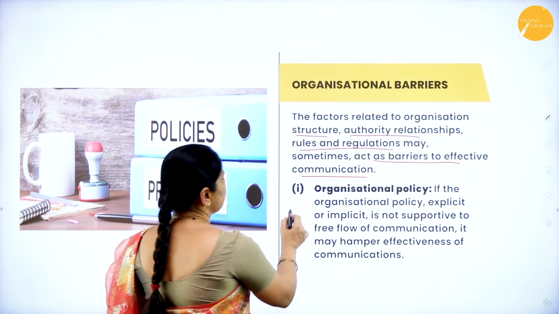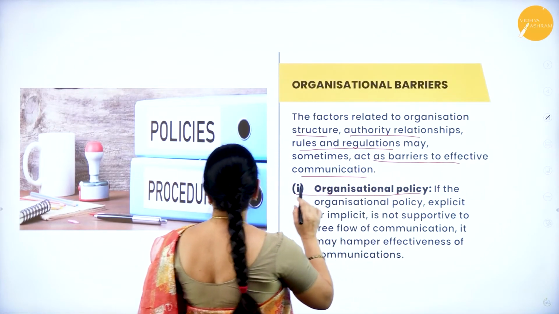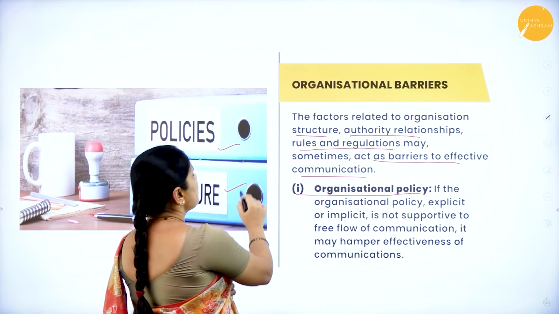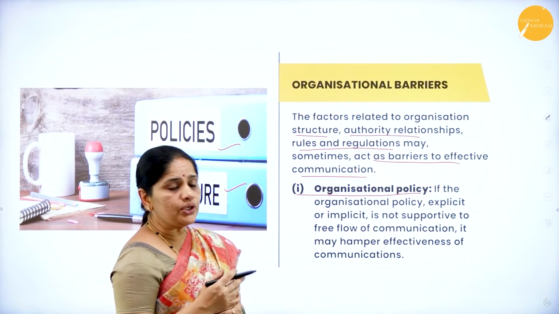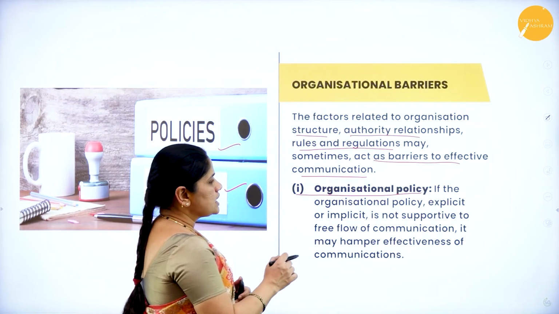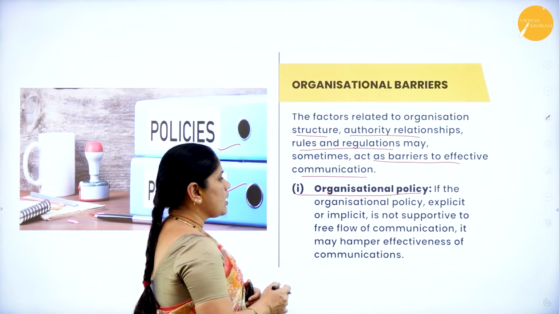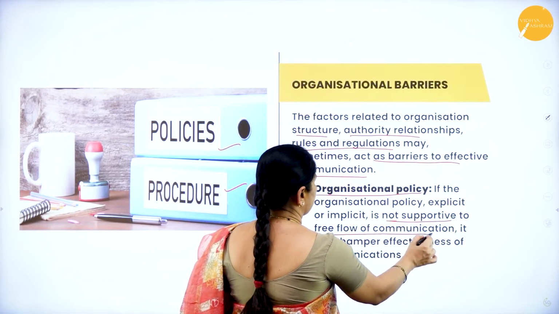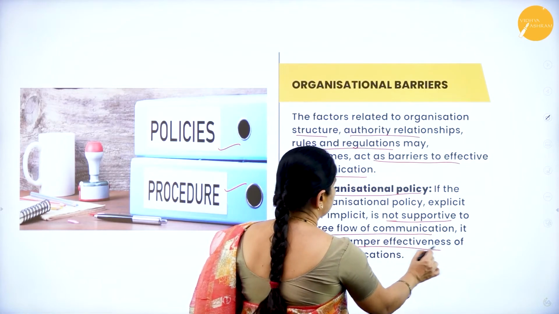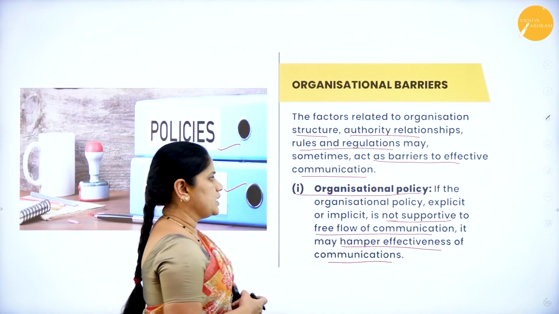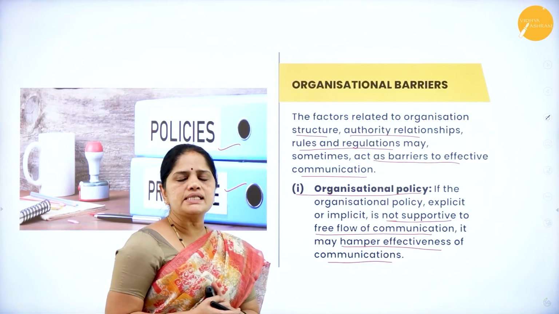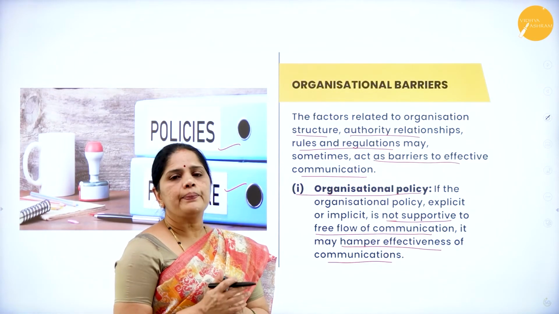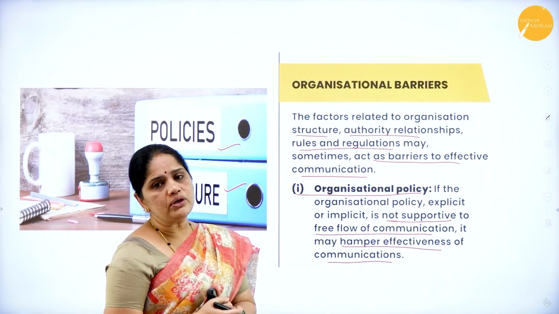Now, in this, the first one is organizational policy. If you can see here, there are policies and procedures. They may act as a barrier to communication. So, if the organizational policy, explicit or implicit, is not supportive to the free flow of communication, it may hamper the effectiveness of communication. So, if there is a policy in the organization which hinders the free flow of communication, then that will be a barrier to communication.